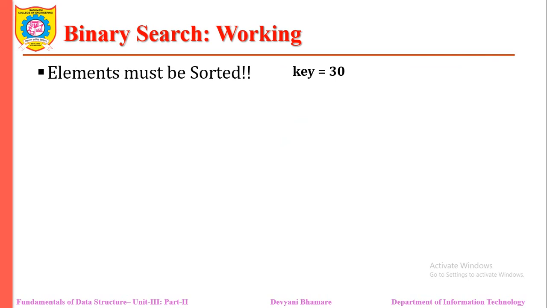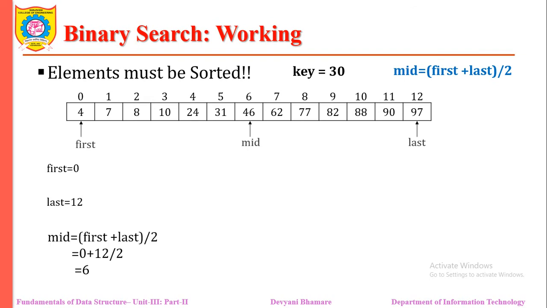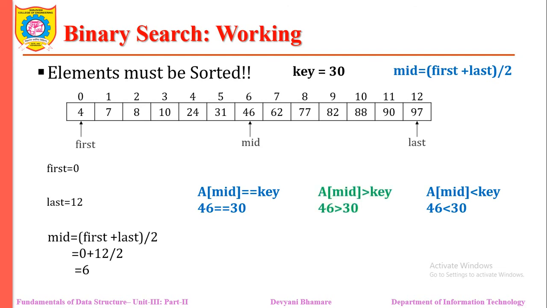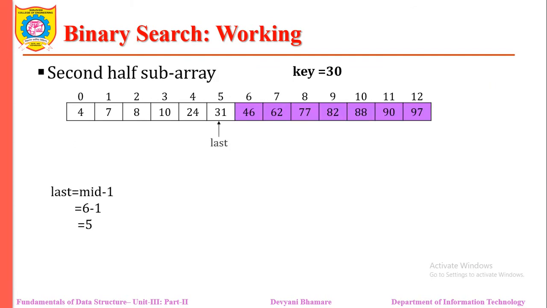Let me search for the next key element, 30, in the previous entire array. So we have first and last, right? Then we compute mid. So mid is 6. Now we compare our key element with A of mid. Then we find that 30 is less than A of mid, means 30 is less than the 46 element. Then we say that the element is present in the first half of our array. So that's why the last position has been changed. So last is mid minus 1 and the first is equal to 0.